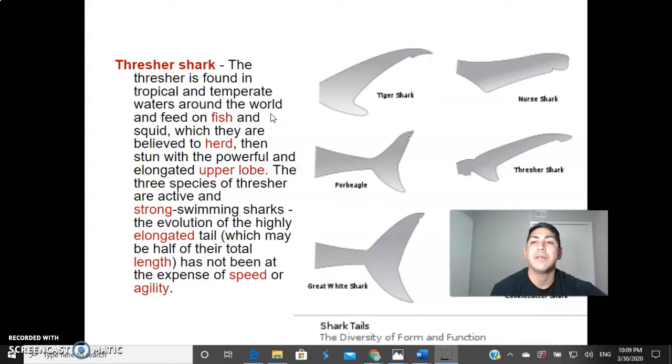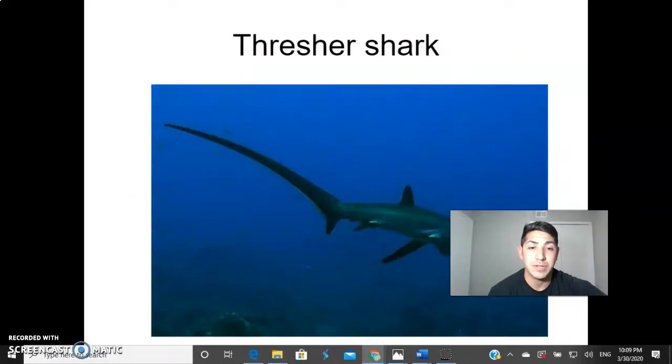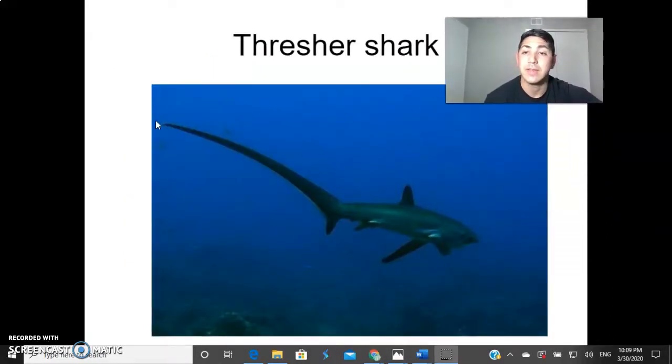Another of my favorites is a thresher shark. The thresher is found in tropical and temperate waters around the world and feed on fish and squid, which they are believed to herd, then stun with their powerful and elongated upper lobes. The 3 species of thresher are active and strong swimming sharks. The evolution of the highly elongated tail, which may be half of their total length, has not been at the expense of speed or agility. And here's a thresher shark. You can see how long its tail is.